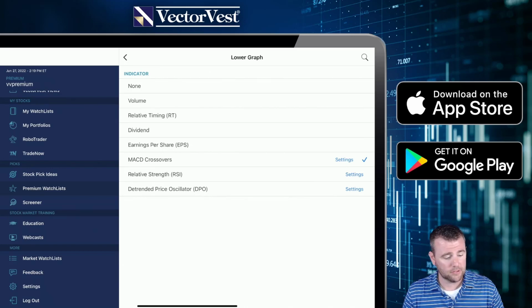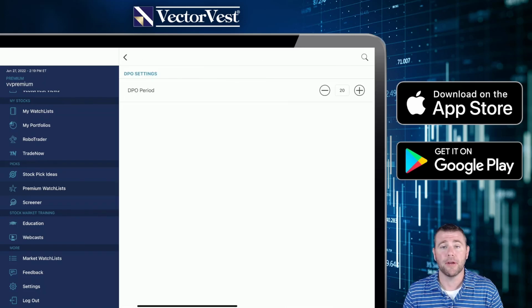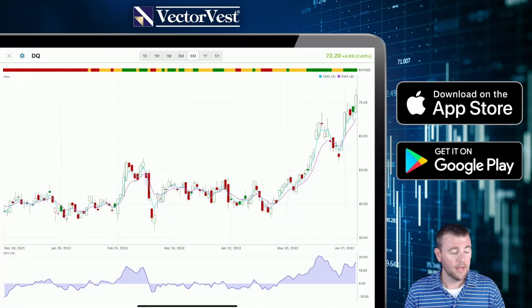So for example, let's go take a look at DPO. And if I wanted to customize it, I just simply click on the settings button there to the right, and I can change my DPO period. It defaults to 20, but let's say I wanted to put that down to a 14 period DPO. So then I just go back, and then maximize it by clicking on the maximize button in the bottom right. And now I can see exactly what I'm looking for based off my chart. So if I have something specific that I want to see in a chart, I can find it right here to make my decision process as fast and as simple as possible.